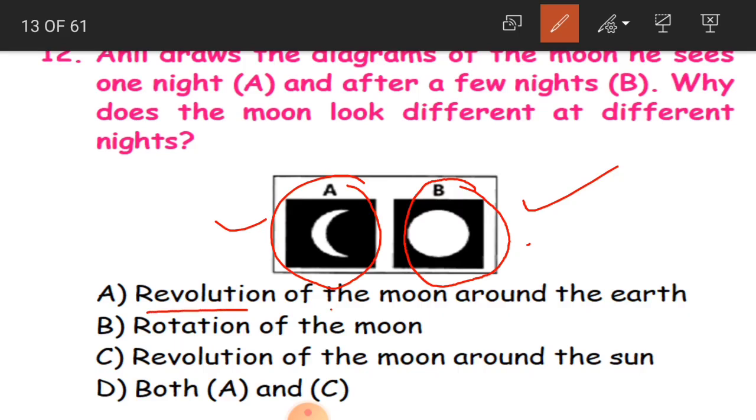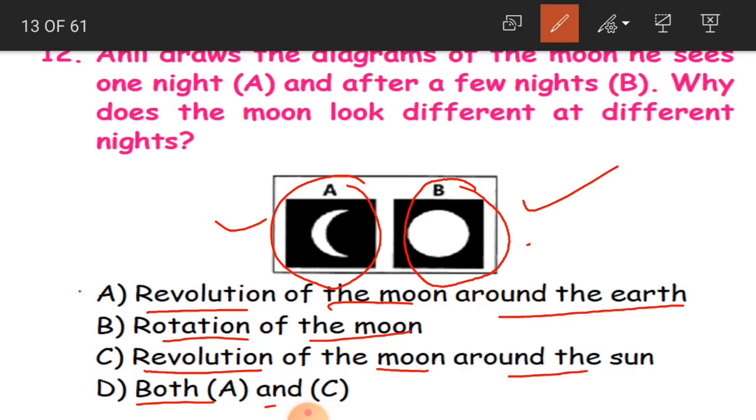Is it because of the revolution of the moon around the earth? Is it because of the rotation of the moon? Is it because of the revolution of the moon around the new moon? Or it is both A and C, revolution of the moon around the earth and around the sun? And what is the answer, children?